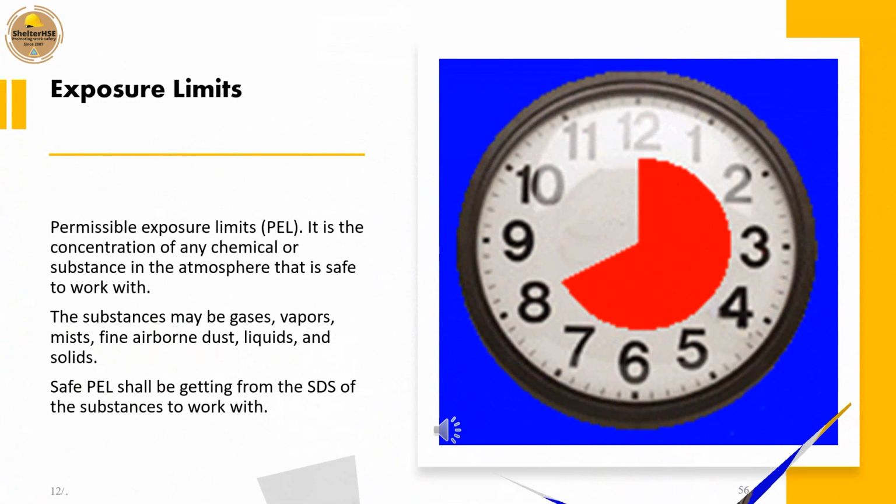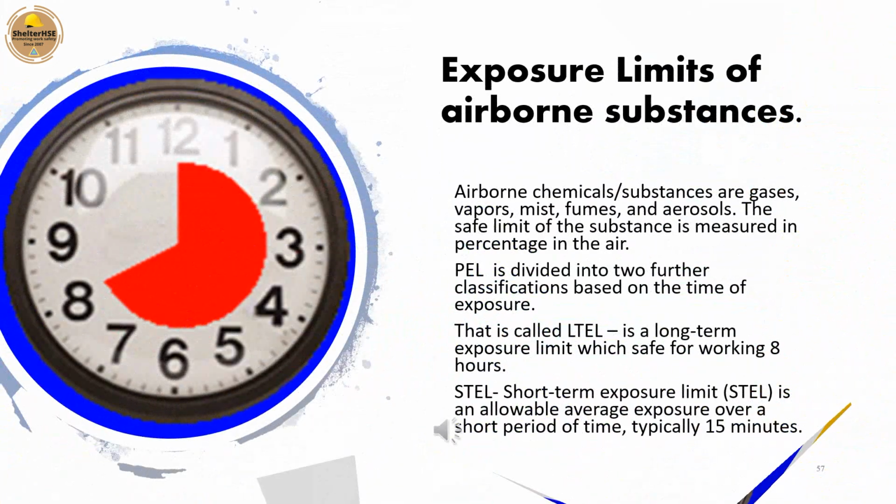Permissible exposure limits, PEL. It is the concentration of any chemical or substance in the atmosphere that is safe to work with. The substances may be gases, vapors, mists, fine airborne dust, liquids, and solids. The safe PEL shall be obtained from the SDS of the substances you work with. Airborne chemical substances are gases, vapors, mists, fumes, and aerosols. The safe limit of the substance is measured as a percentage in the air.